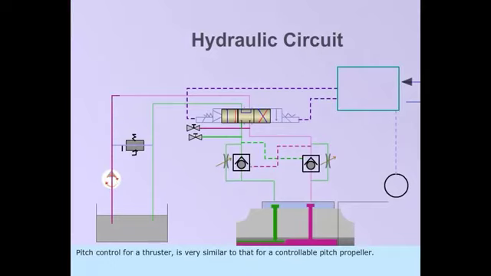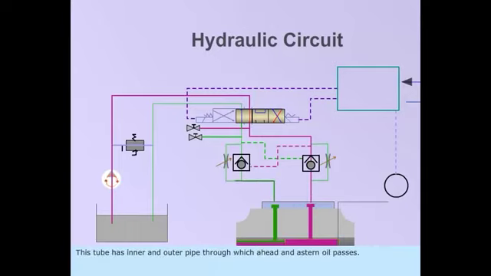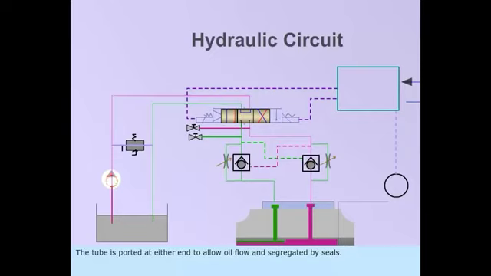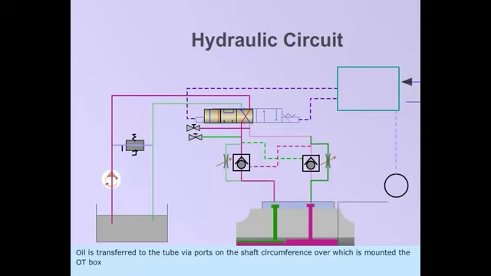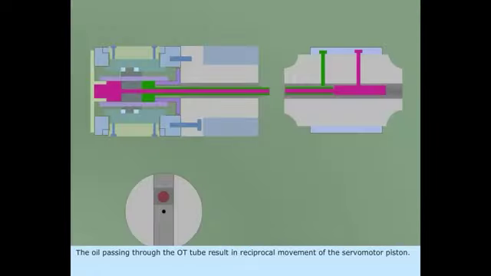Pitch control for a thruster is very similar to that for a controllable pitch propeller. This tube has inner and outer pipe through which ahead and astern oil passes. The tube is ported at either end to allow oil flow and segregated by seals. Oil is transferred to the tube via ports on the shaft circumference, over which is mounted the OT box. The oil passing through the OT tube results in reciprocal movement of the servo motor piston.